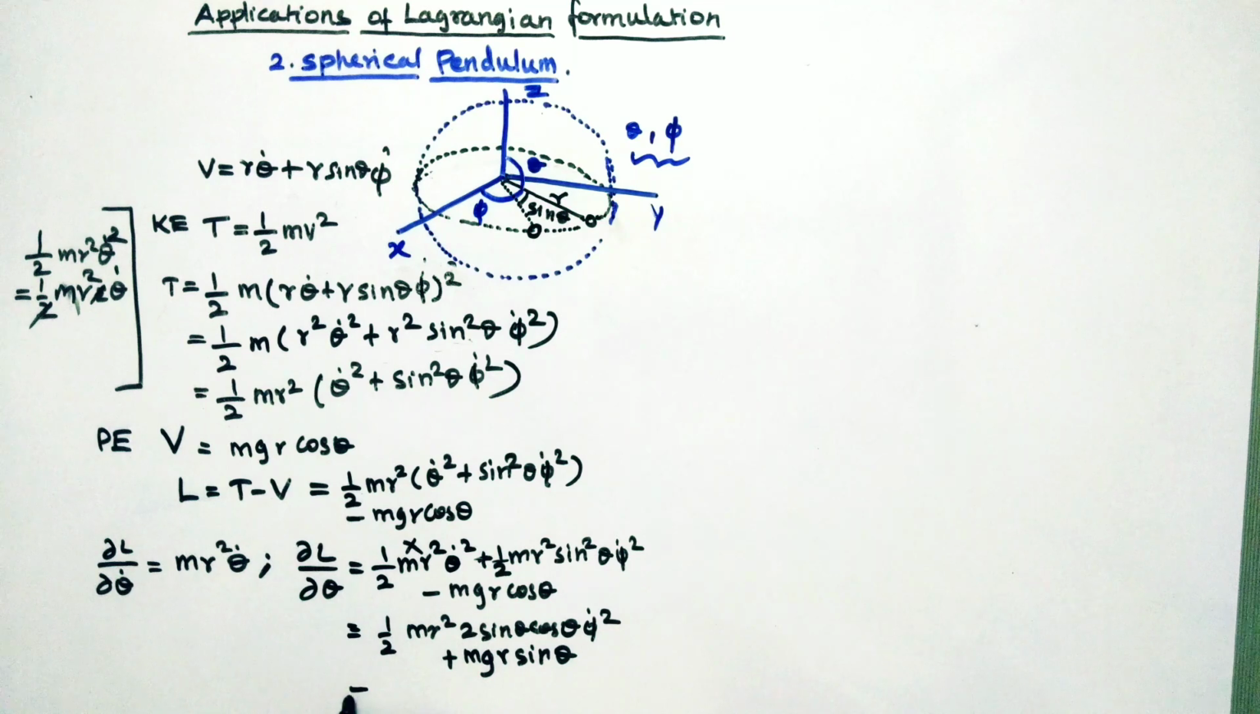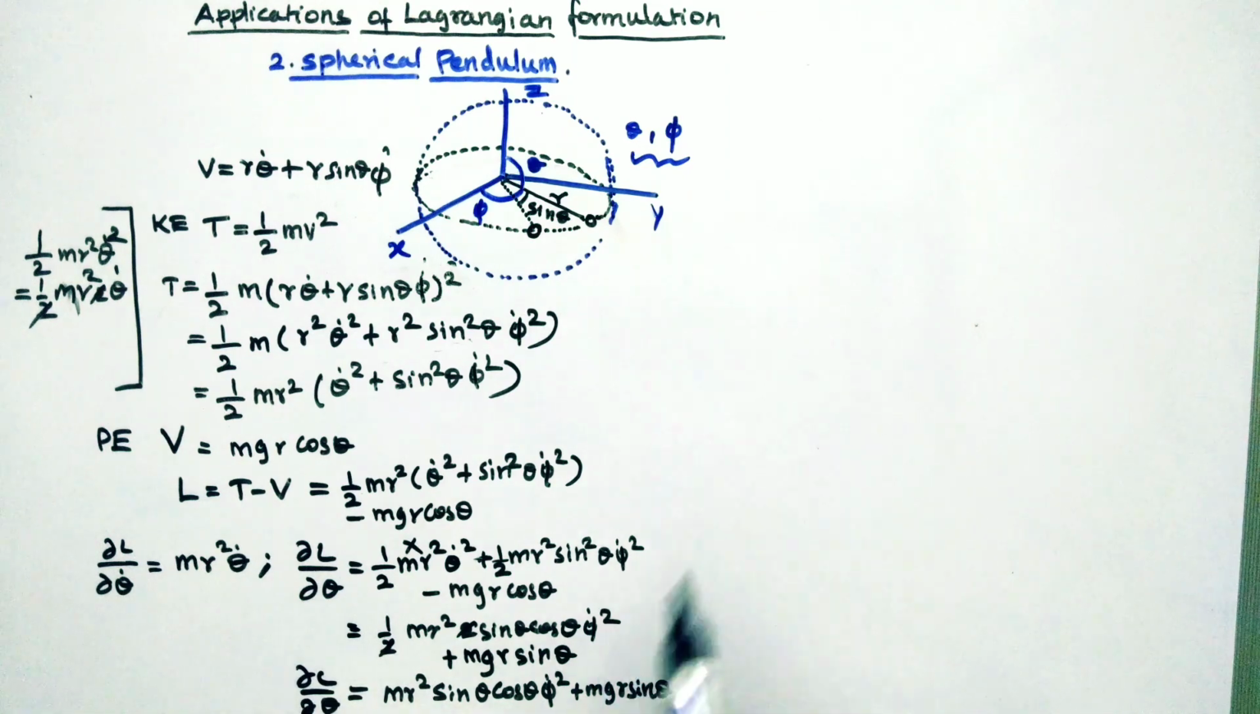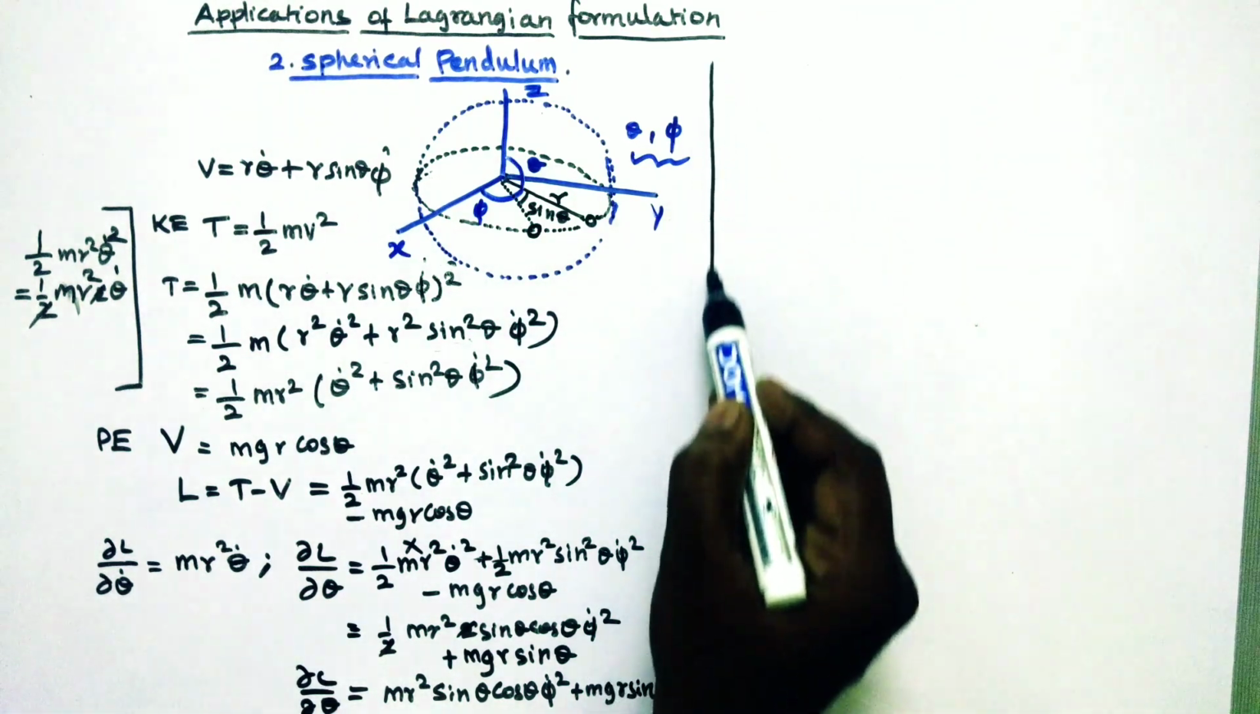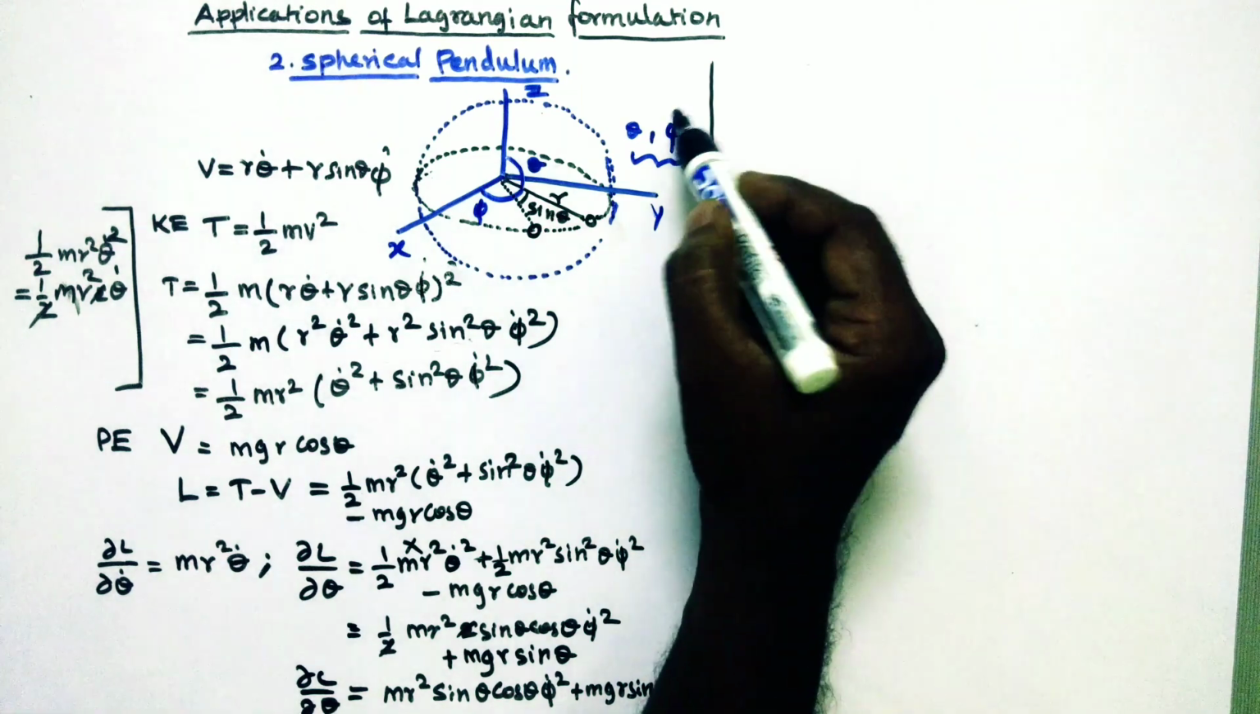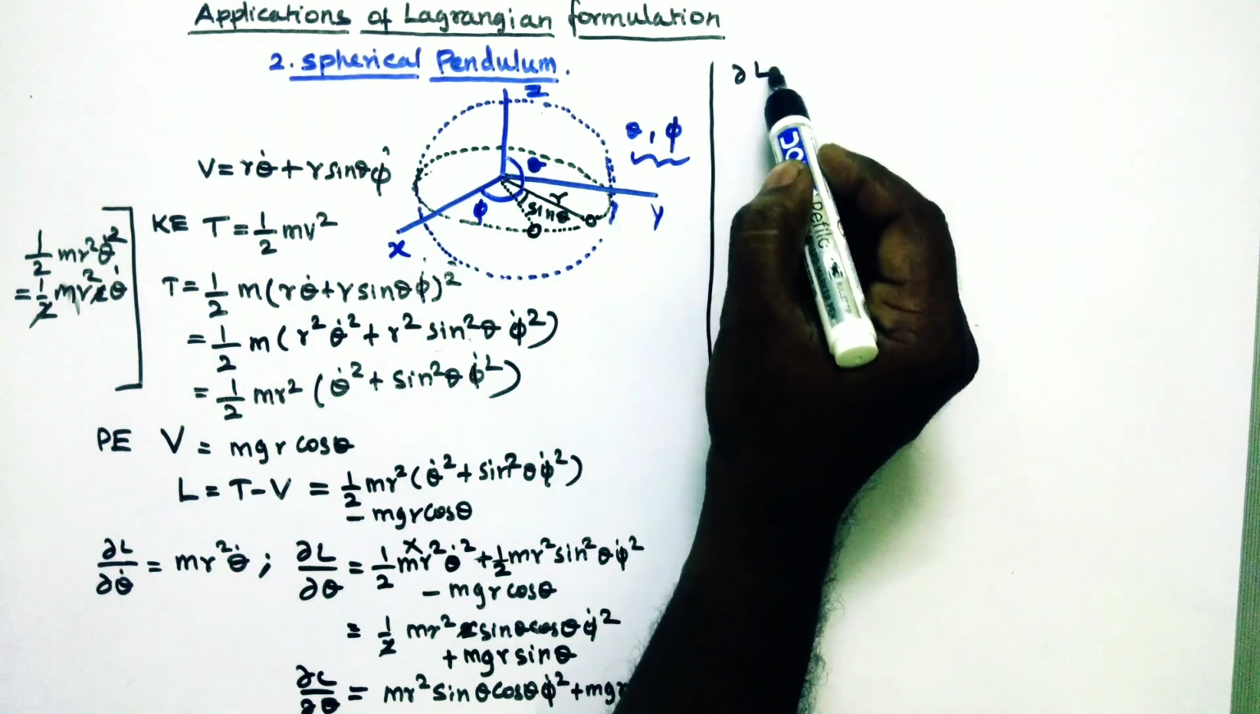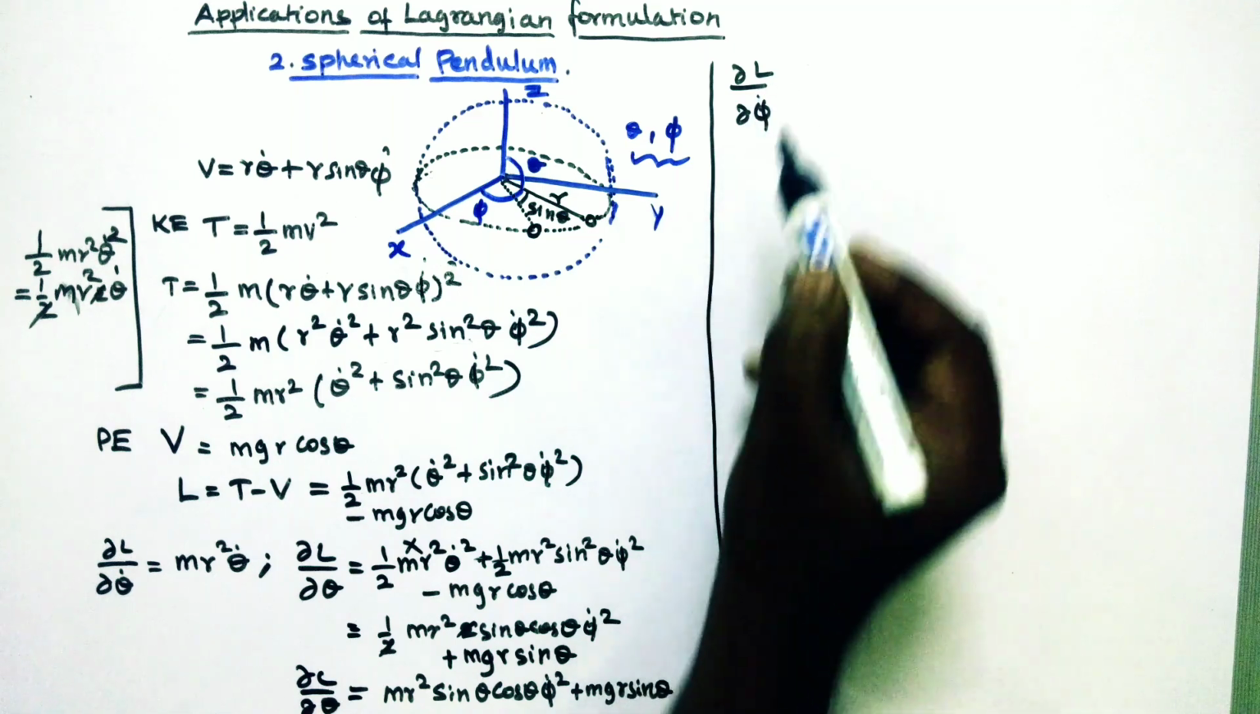Finally we rewrite the equation: the 2 cancels, giving m r square sin theta cos theta phi dot square plus m g r sin theta. So this is ∂L/∂θ. Similarly, we can differentiate the equation for phi, ∂L/∂φ̇.